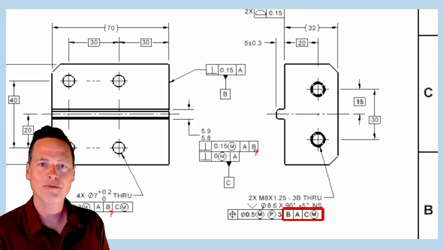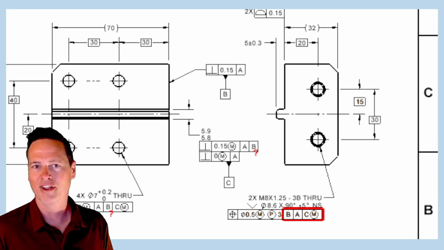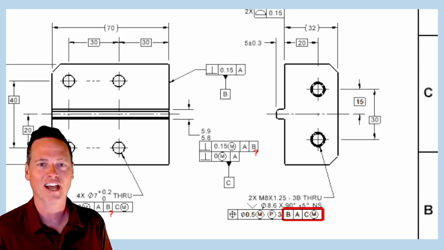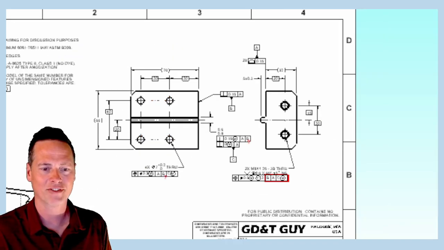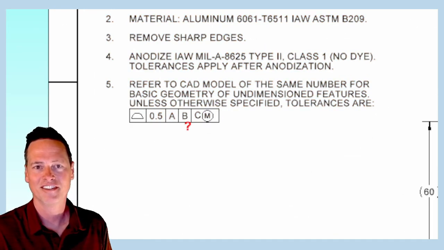And I can hear the argument now. Since the tongue feature is a feature of size, it should probably be the tertiary datum, where the datum B feature, the perpendicular surface, is not a feature of size. It should probably be the secondary datum feature. Right? Wrong. I don't think datum B belongs in there at all for the callout for these 7mm holes or for the general notes tolerance.